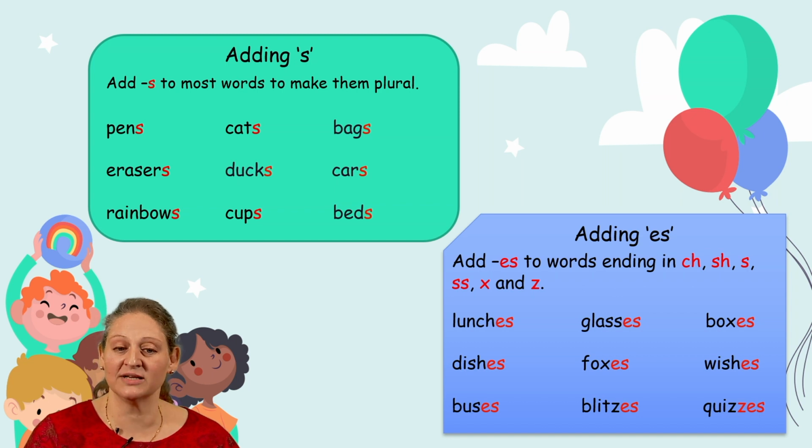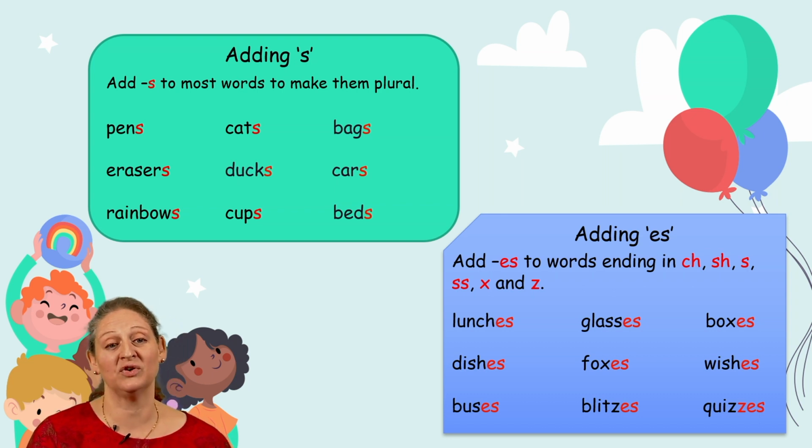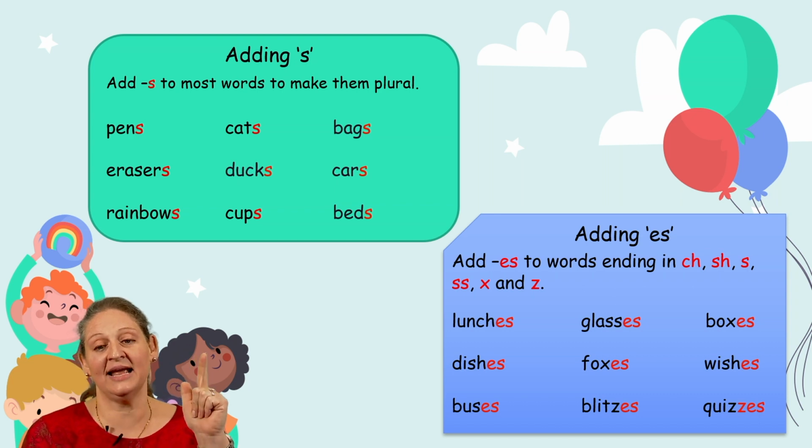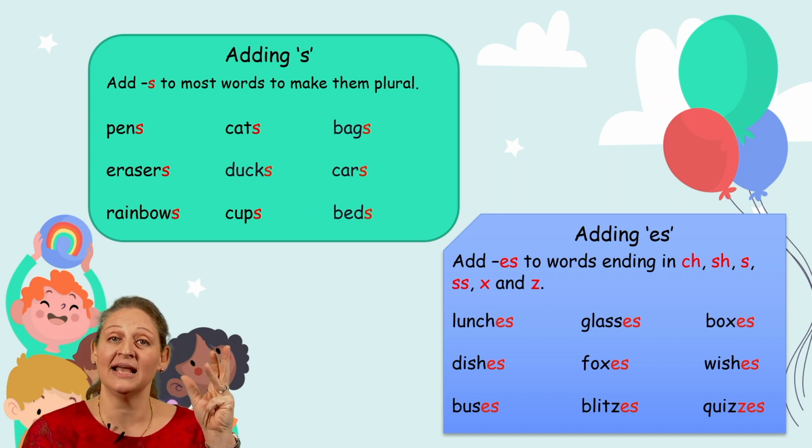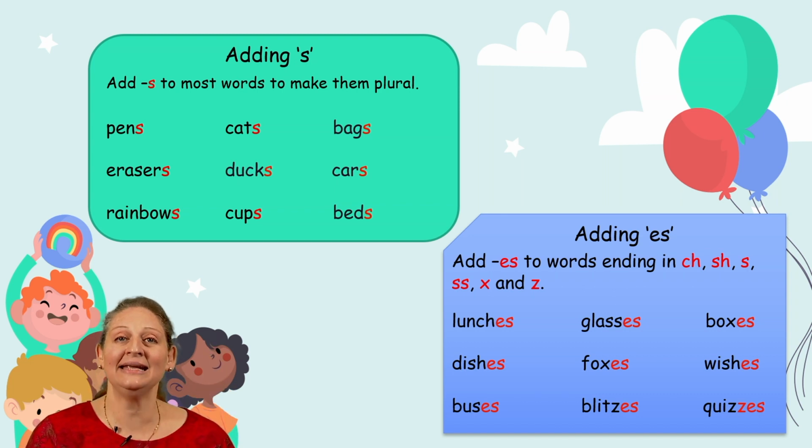Now look at the ES words. Lunches, glasses, boxes, dishes, foxes, wishes, buses, blitzes, quizzes. Can you hear the difference? You can't always hear the difference, but most of the time you can. And that helps us to know if we need to write S or ES. How do we know if we need to write ES though? We check the last letters of the word. If it ends with CH, SH, S, double S, X or Z, we add ES.